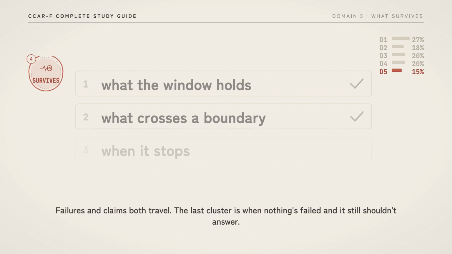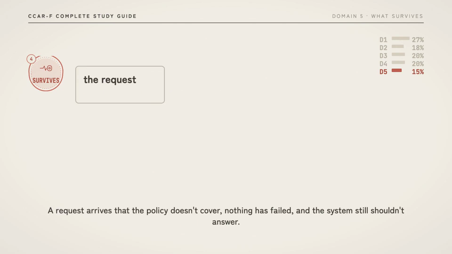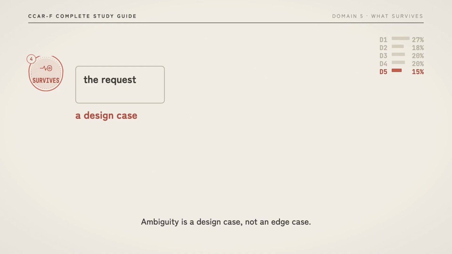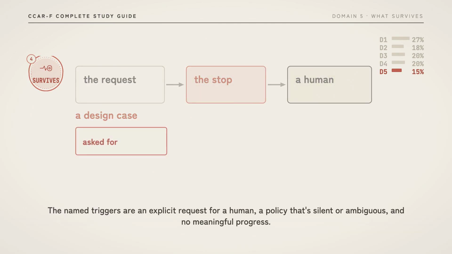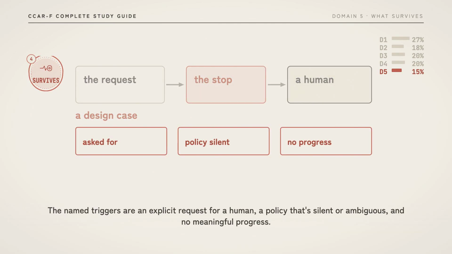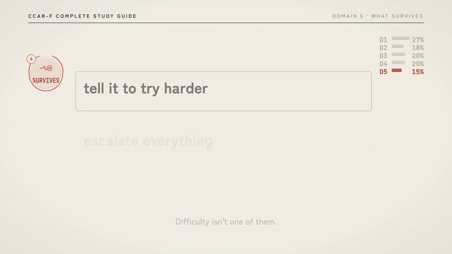The last cluster is when nothing's failed and it still shouldn't answer. A request arrives that the policy doesn't cover, nothing has failed, and the system still shouldn't answer. Ambiguity is a design case, not an age case. The system needs a defined stopping point, a defined route out, and criteria for taking it. The named triggers are an explicit request for a human, a policy that's silent or ambiguous, and no meaningful progress. Difficulty isn't one of them.